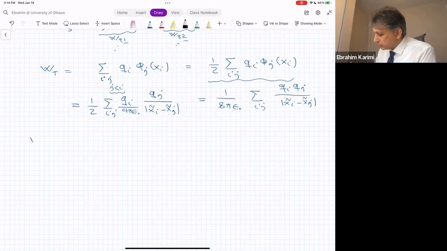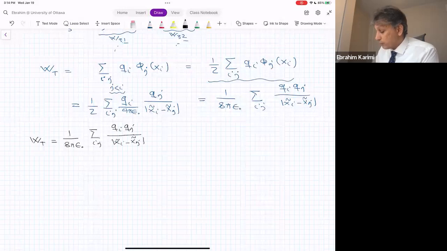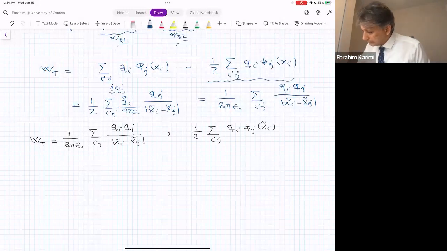This is based on the charge distribution. So it is 1 divided by 8 pi epsilon naught, summation over i and j of q_i q_j divided by x_i minus x_j. Remember that we have 1 divided by 2. If you know the potentials, then it will be q_i phi_j at the position of i.